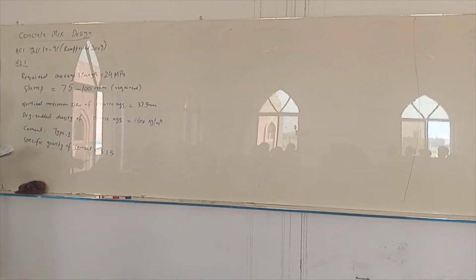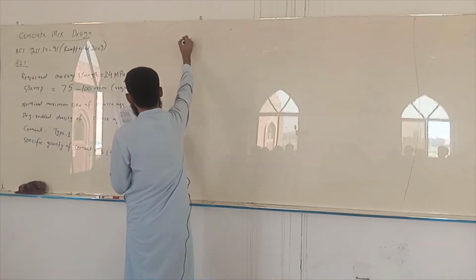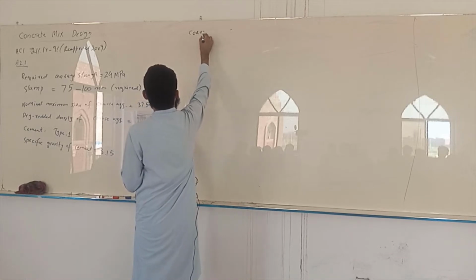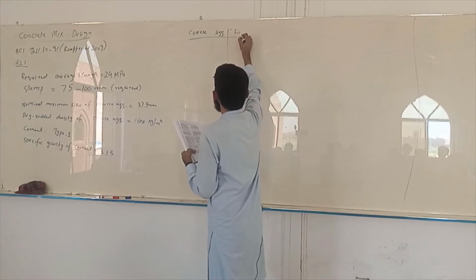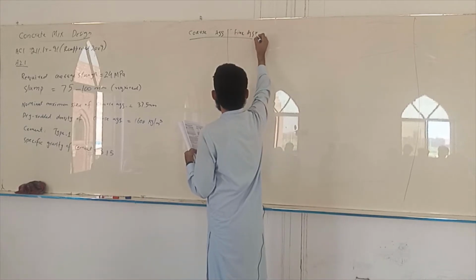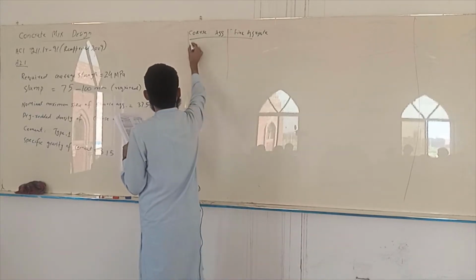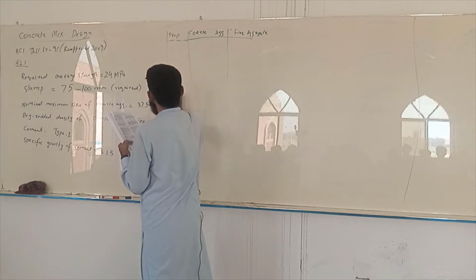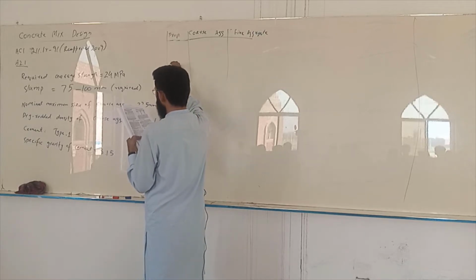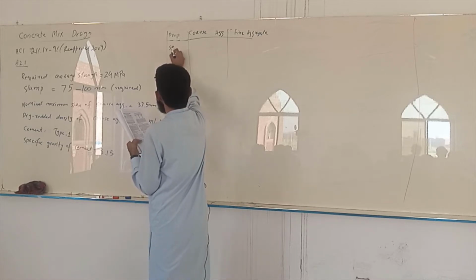All right, so what else is given? The specific gravity of the aggregates. Okay, so let's write this down in a tabular way. So we have got the coarse aggregate and we've got fine aggregate. Here we are going to write the properties. So first let's write down the specific gravity.